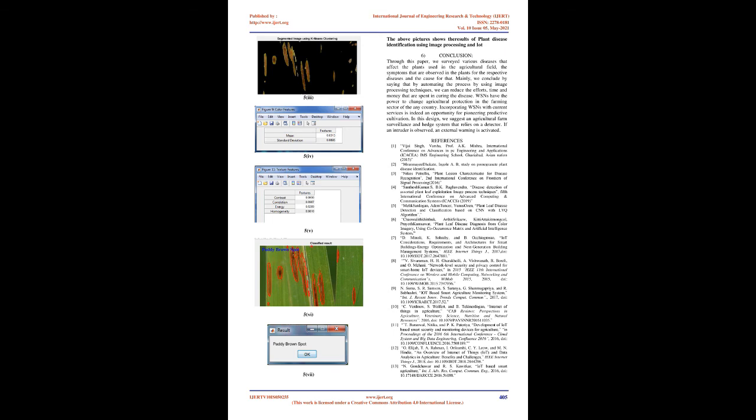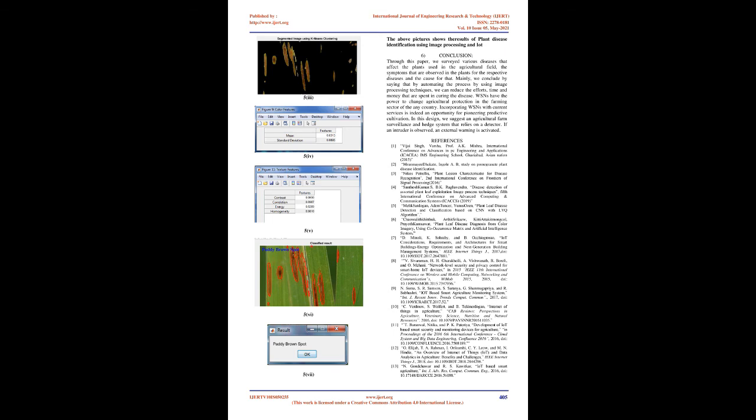6. Conclusion. Through this paper, we surveyed various diseases that affect the plants used in the agricultural field, the symptoms that are observed in the plants for the respective diseases and the cause for that. Mainly, we conclude by saying that by automating the process by using image processing techniques, we can reduce the efforts, time, and money that are spent in curing the disease.